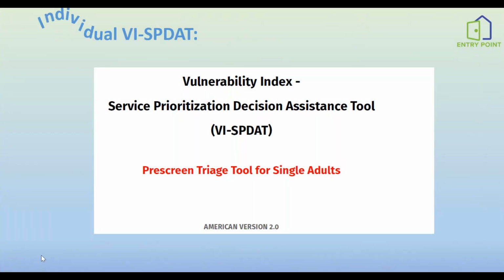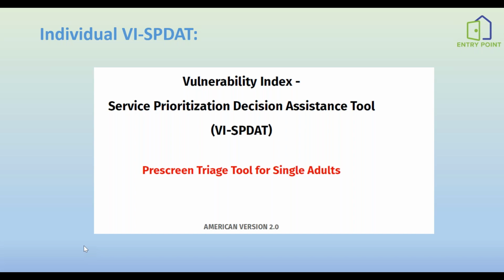So now we're going to dig deeper into the individual singles VI SPDAT. And we're going to go through this fairly thoroughly. And then for the other two VI SPDATs, we're only going to look at or highlight things that are different about those other VI SPDATs.